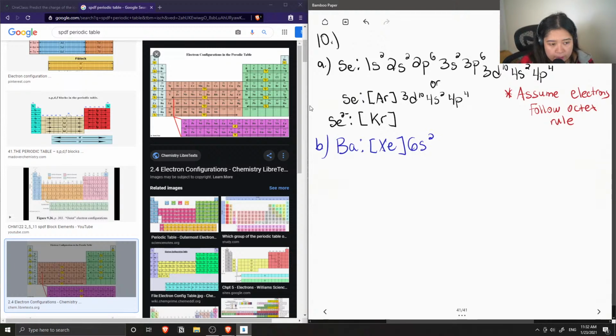So for barium to have a full octet, the easiest thing for it to do is to remove its last two electrons. So when we remove electrons, we have a plus charge. So in this case, barium 2 plus will most likely occur, and it's just going to have the same electron configuration as xenon.